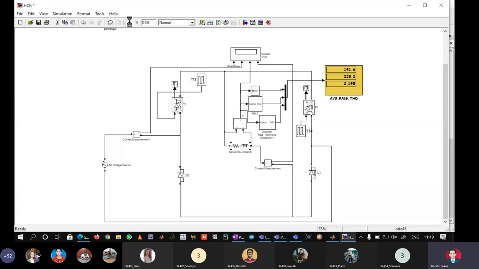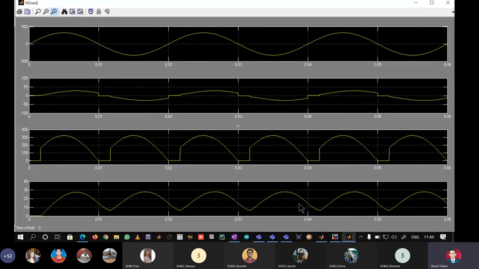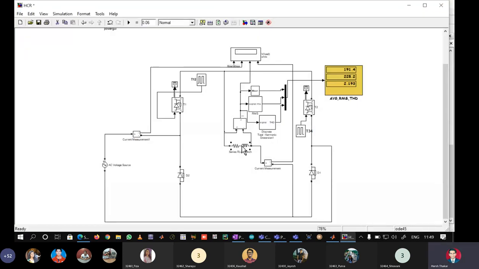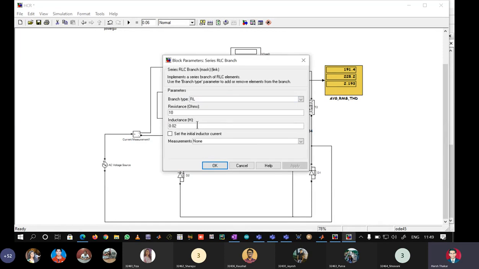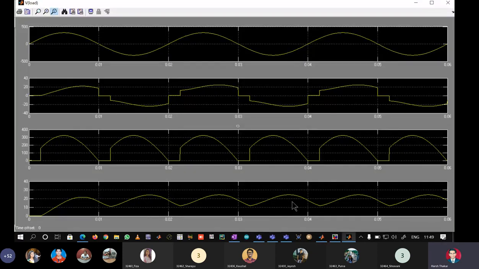20 millihenries, run. So it is not touching the x-axis, and it is also peaking at a time later than the instant at which the load voltage is peaking. Double it now. Make it 40. See, the ripples are reducing, and now the peaking instant of load current IL is happening much later than VL.